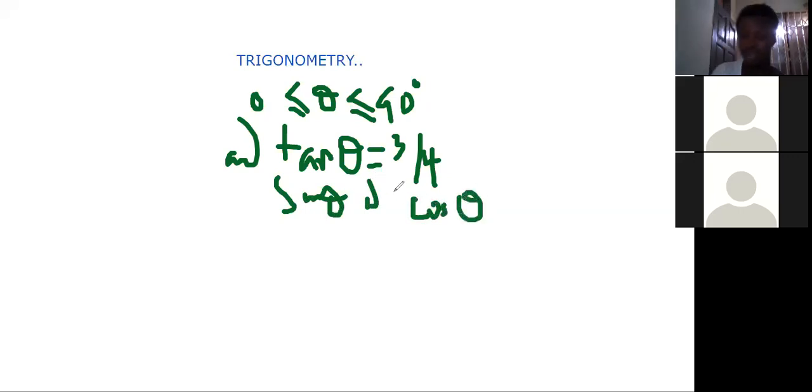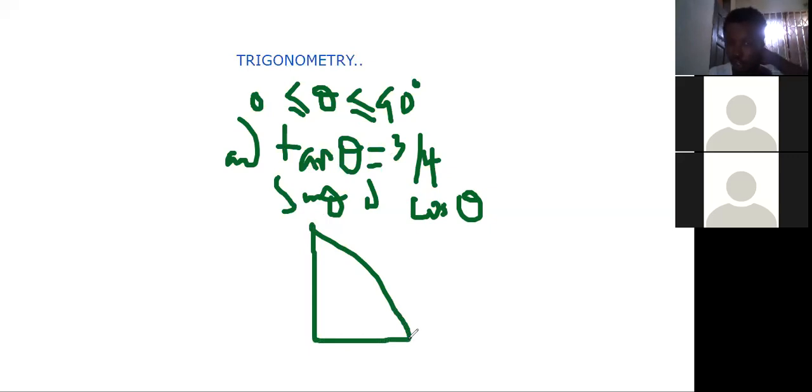So let's do this one together. We've been given tan theta is equal to 3 over 4. The first thing we are going to do is draw a right angle triangle. Now, tan is TOA, which is opposite over adjacent. So we assume the 3 will be the opposite and the adjacent is 4, for this angle.